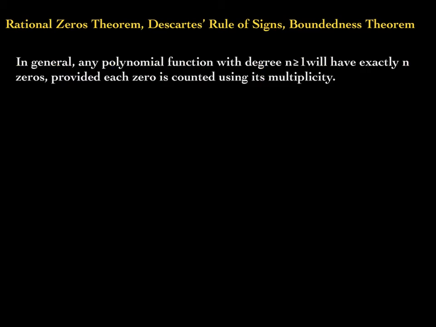Now, what we've discovered in the previous lesson is that any polynomial function with degree n greater than or equal to 1, so n stands for the degree of the function, will have exactly n zeros, provided each zero is counted using its multiplicity. So we found that a cubic polynomial, which is degree 3, has 3 zeros. We found that a quartic polynomial function, which is degree 4, has 4 zeros, as long as you're counting each zero using its multiplicity. All right, so that's where we kind of left off in the previous lesson.